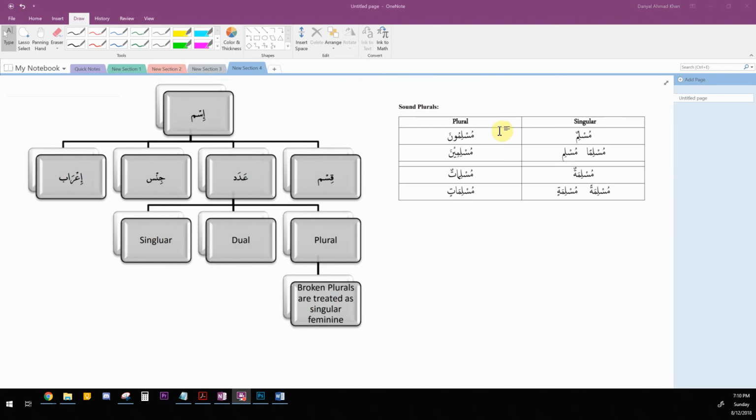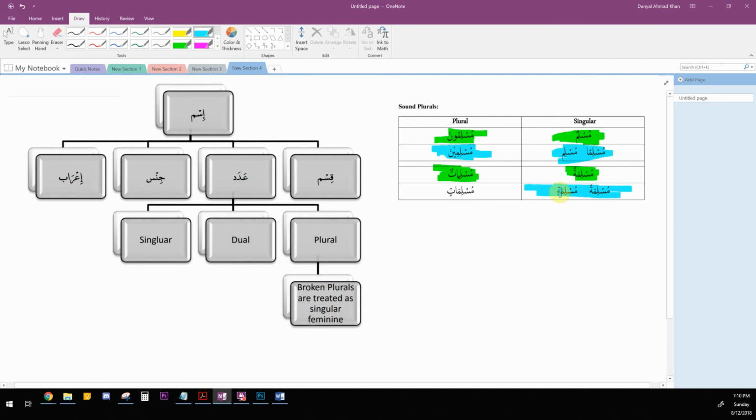So here you have the chart all nice and cleared up now. Sound plurals, once again: the marfu state has the una sound for the masculine, and for the feminine, add the atun sound. For the mansub and majroor states, for the masculine, add the ina sound, and for the feminine, you add the atin sound. Okay, really easy stuff. We always do this, and it's really straightforward.